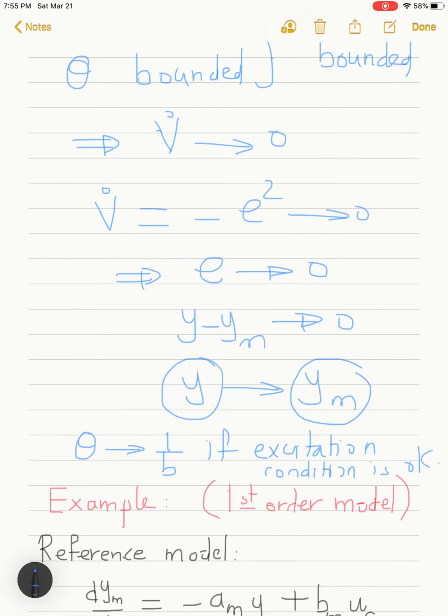And what we mean by an excitation condition is that the signal used here as an input, which in our case is uc, is rich enough so that it will drive the estimation of the parameter to its true value. We'll talk about that in more detail later on. However, all we know about theta in this example is that it will be just bounded. It will not blow up sometime during the operation of the controller.